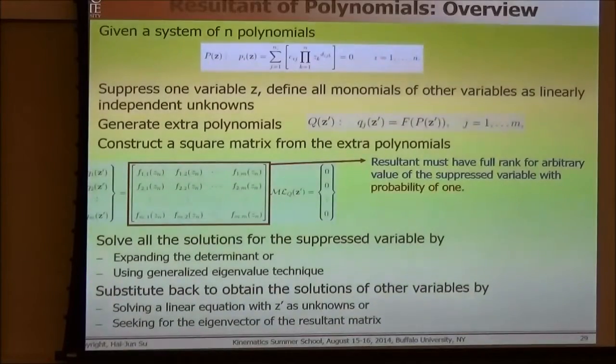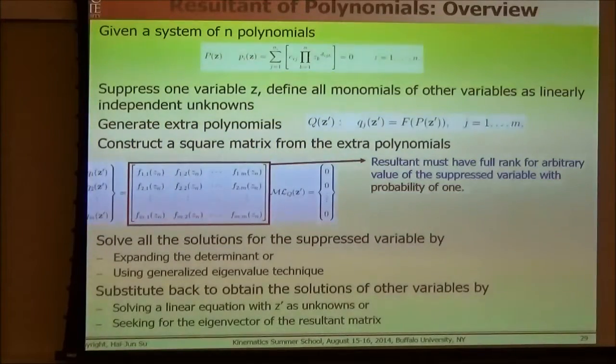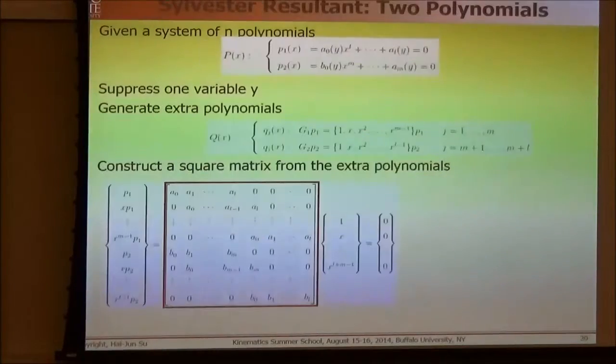And how do you use it? You just use a random value for the suppressed variable, substitute, and see if that determinant goes to 0 or not. Okay. And this has a probability 1 of success. Okay. Means 100%.